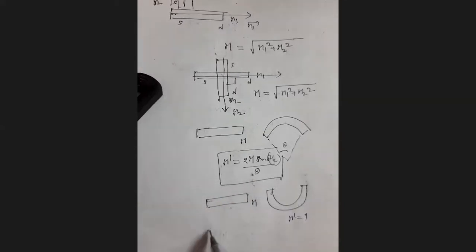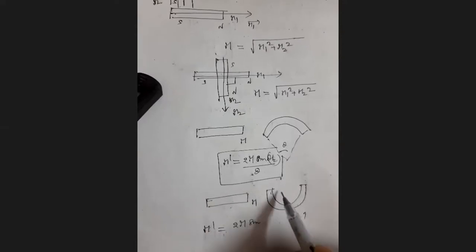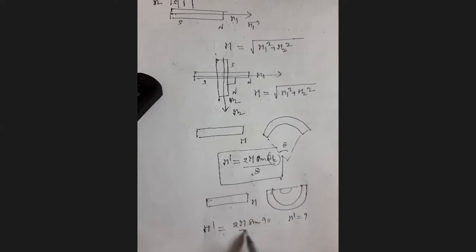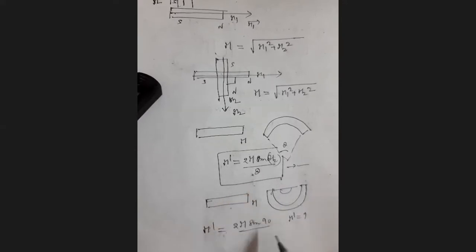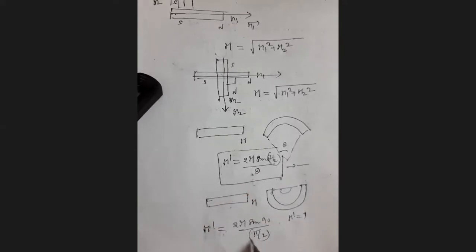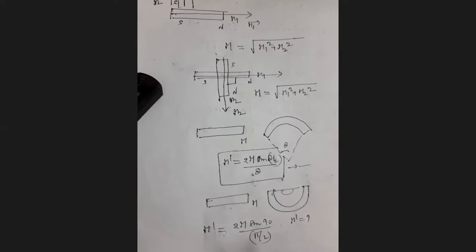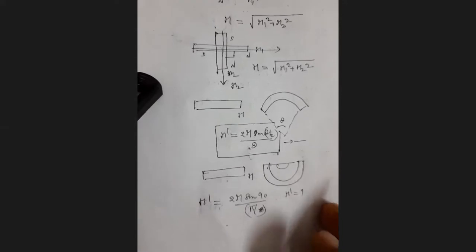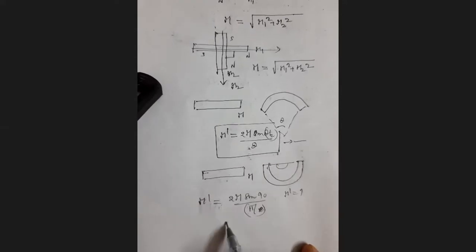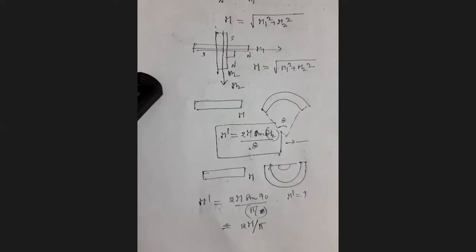You substitute here M dash is equal to 2M sine of theta by 2 over theta. Here what is the angle? 180. Sine of 180 by 2, that is sine 90. Here theta should be taken in radians, so 180 degrees is pi radians. That gives 2M sine 90 over pi, which equals 2M by pi. This is the new magnetic moment.